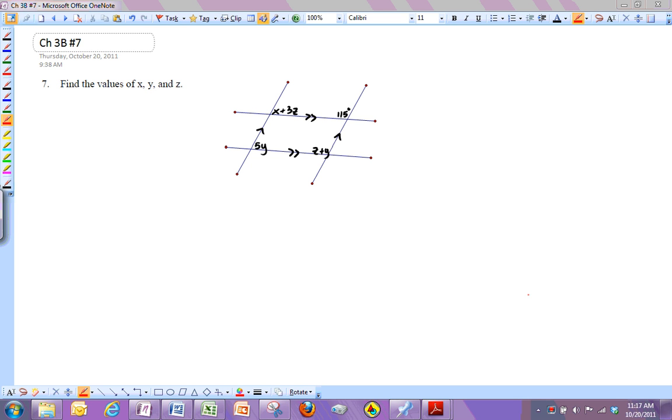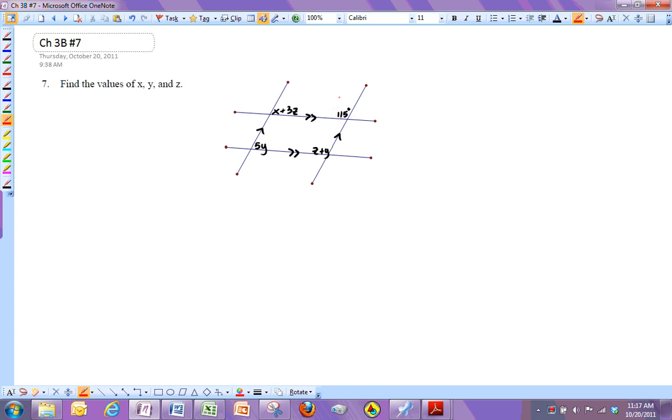Chapter 3b, number 7. In this one they give you two sets of parallel lines, and you have to figure out what x, y, and z are. By the way, this right here is a 3z, not a 32. I always put lines through my z's so that they don't look like 2's. If you look at this, the only angle that we know for sure is this 115.